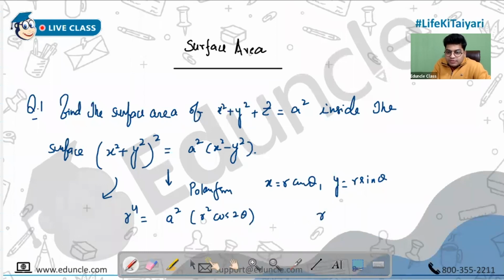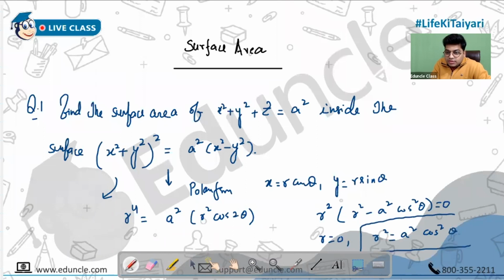So r square is common: r square minus a square cos 2 theta. The limit of r will be r is equal to 0, and r square is equal to a square cos 2 theta. This is the curve. If you don't know this kind of curve, you can draw it easily. Am I clear?